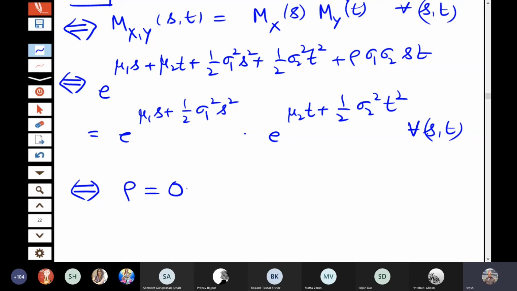Another important property that you can prove here by using the moment generating function is called the linearity property of a bivariate normal distribution. So the property is that if x and y have a bivariate normal distribution, then if I consider x plus y, 2x plus 3y, that means any linear combination of x and y, that will again have a univariate normal distribution. So I will state this result in the form of the following theorem.